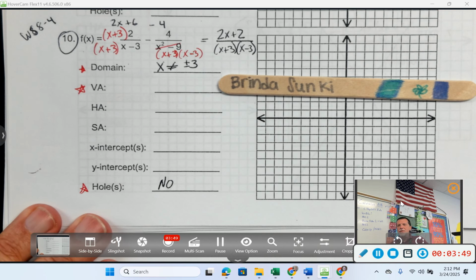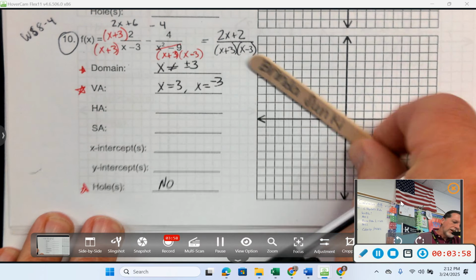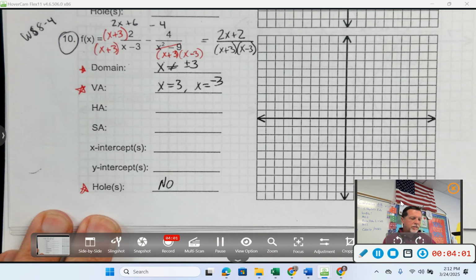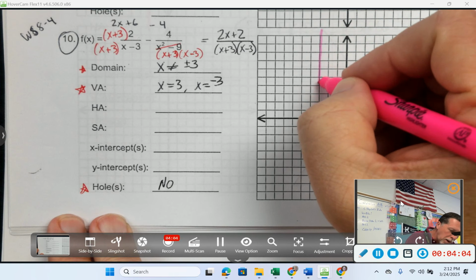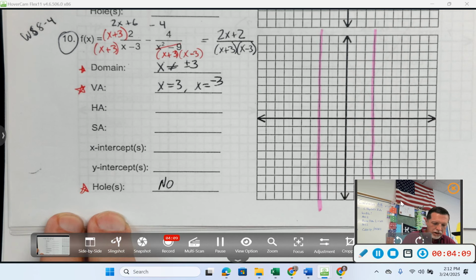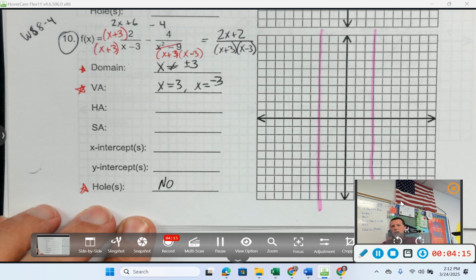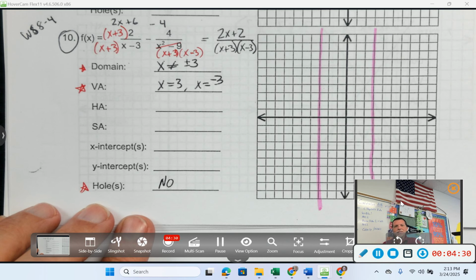Brenda, how about vertical asymptotes? X equals 3 and x equals negative 3. Good. I'm going to graph as I go because I think it helps me spot mistakes. If I graph something that doesn't look right, then I probably need to go figure out what happened. So x equals 3 and x equals negative 3. Pretty much anytime you have two vertical asymptotes, you just got to be on heightened awareness here, because weird things happen when there's multiple vertical asymptotes. So we can handle it, we just got to be careful.